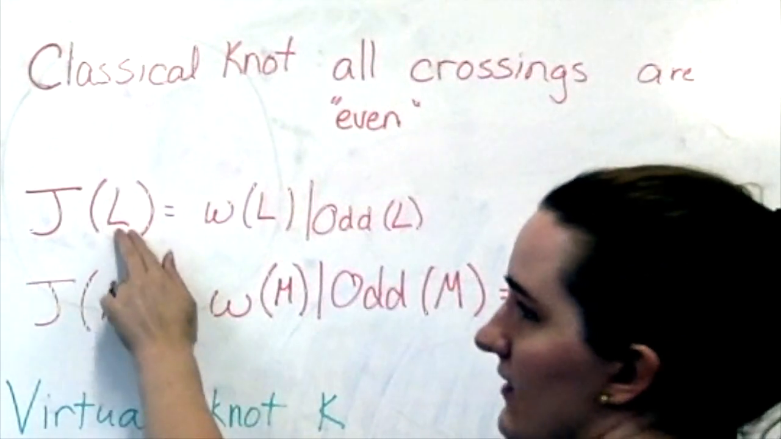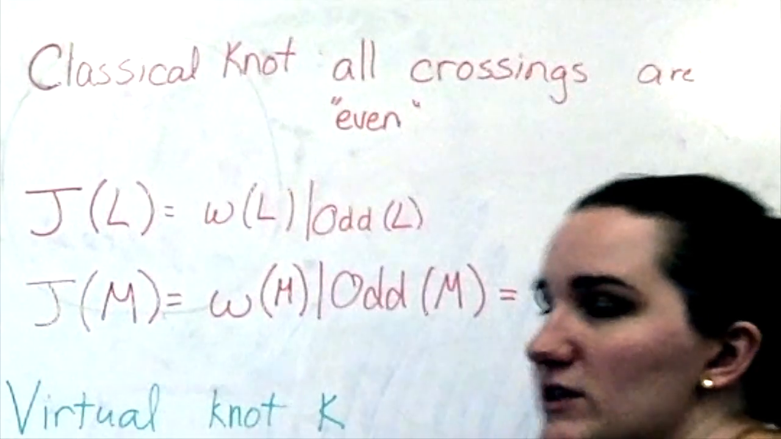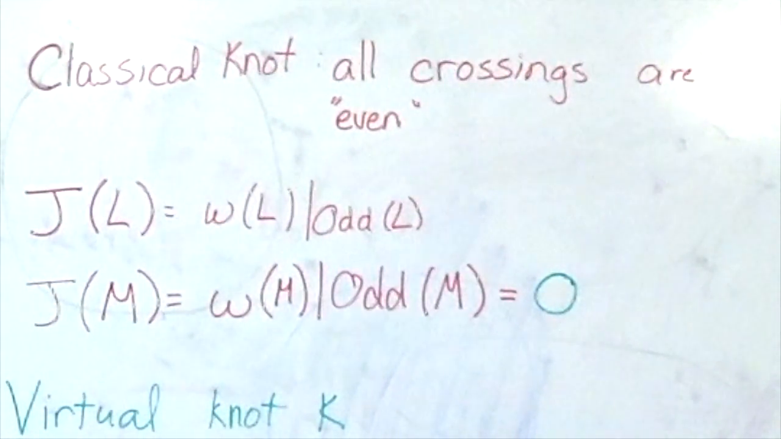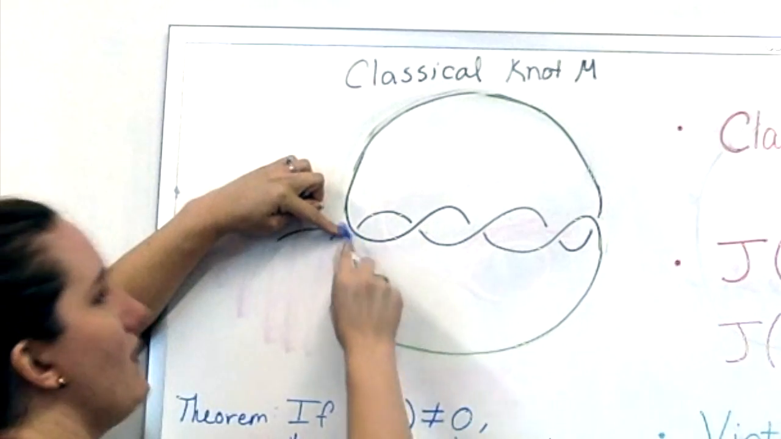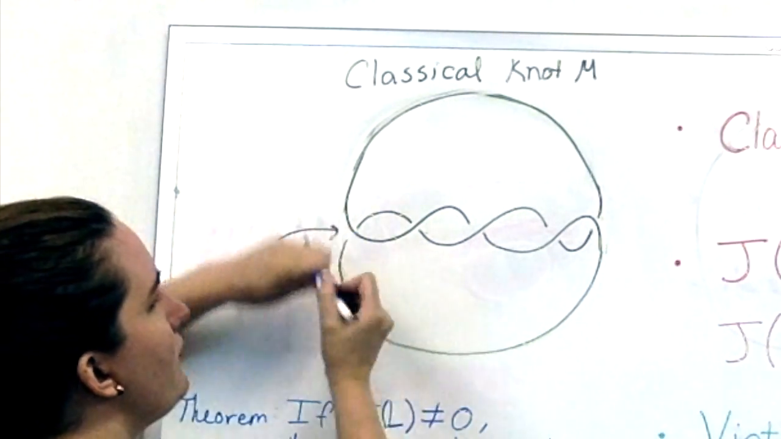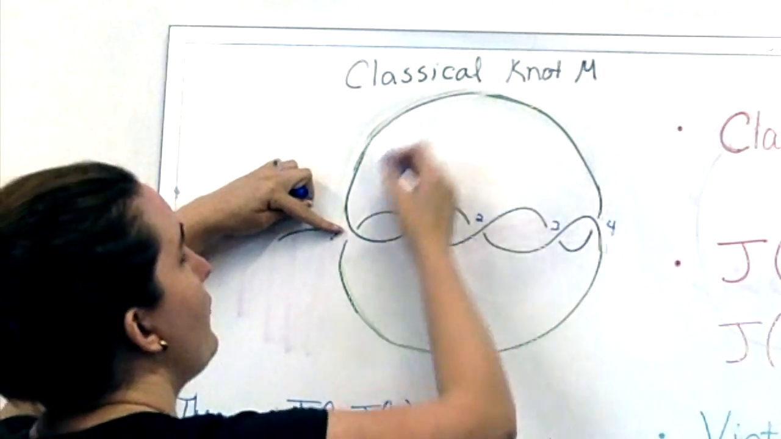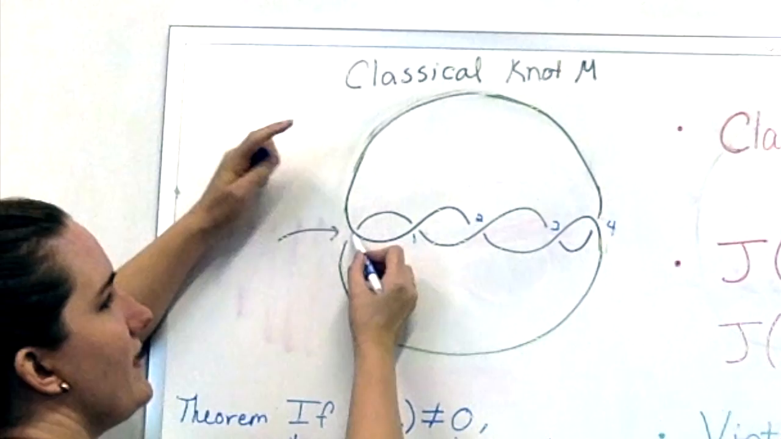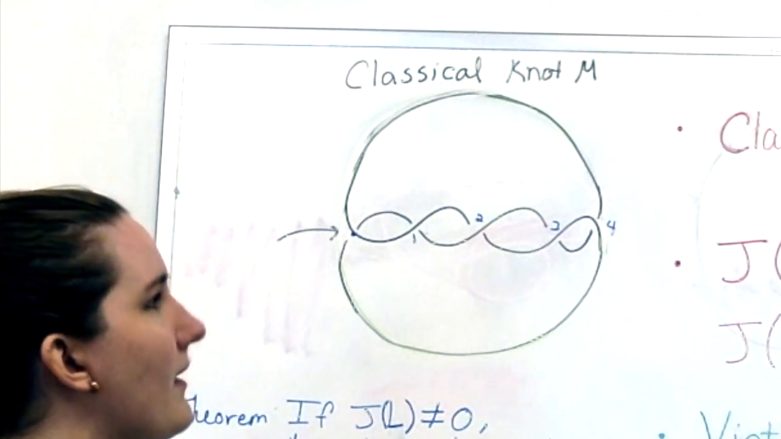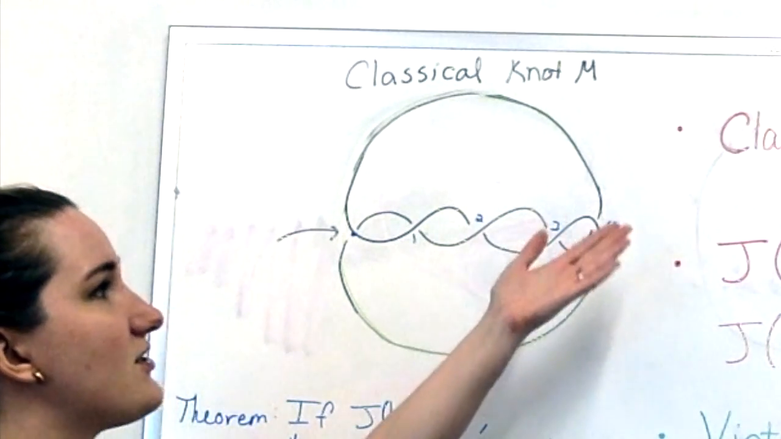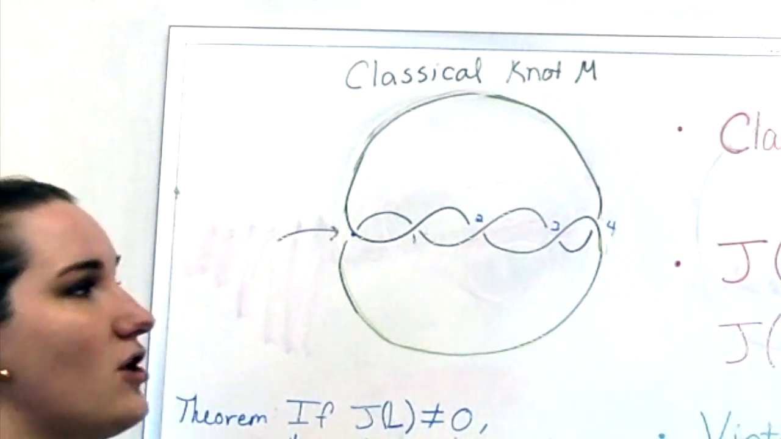So J of L, for a knot L, equals the writhe of only the odd crossings of L. Well, what do we mean by odd crossings? Let's take a look at this classical knot M, especially this crossing over here. From the first time we touch this crossing, traveling around in a fixed direction, we cross over 1, 2, 3, 4 crossings before finally making it back over here. So this crossing would be called an even crossing because we have crossed over or under an even number of crossings. Earlier in this course, we have shown that a classical knot can only have even crossings. It can't cross over an odd number of crossings along the way.